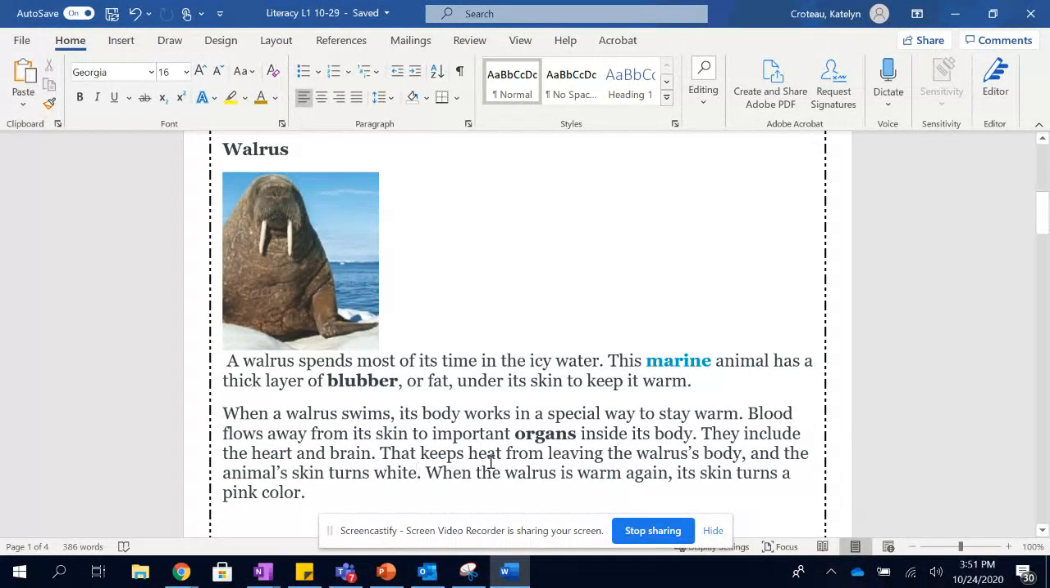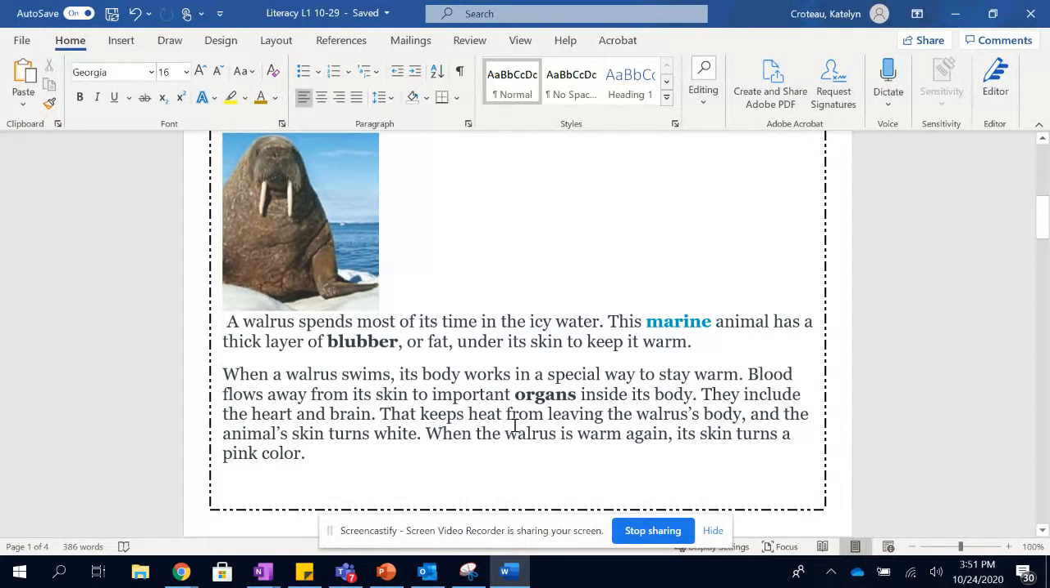That keeps heat from leaving the walrus's body and the animal's skin turns white. Then, when the animal is warm again, its skin turns a pink color. So when that blood goes back to the skin, its skin turns pinkish again.